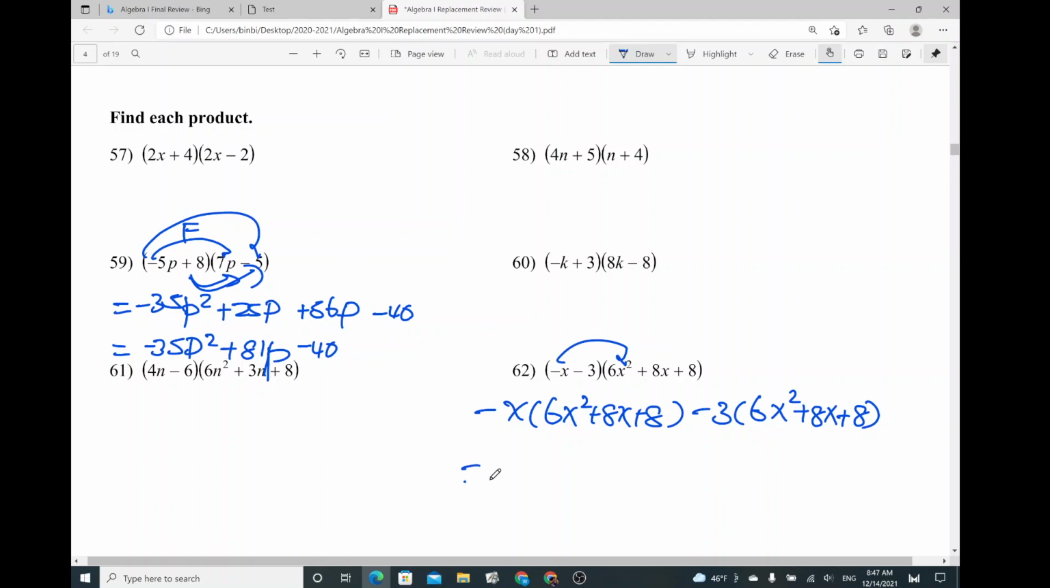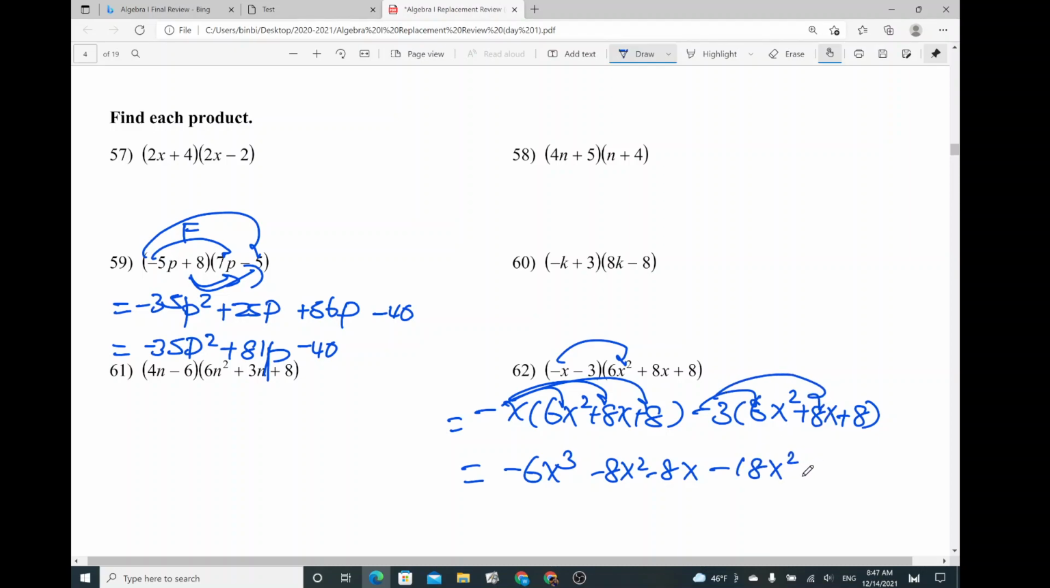So negative x times 6x squared, so then that'll be negative 6x to the power of 3. Negative x times ax, so negative ax squared. Negative x times 8, negative 8x. And then over here, negative 3 times 6x squared, minus 18x squared.